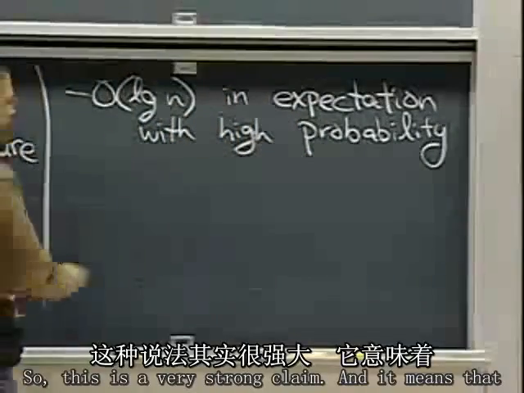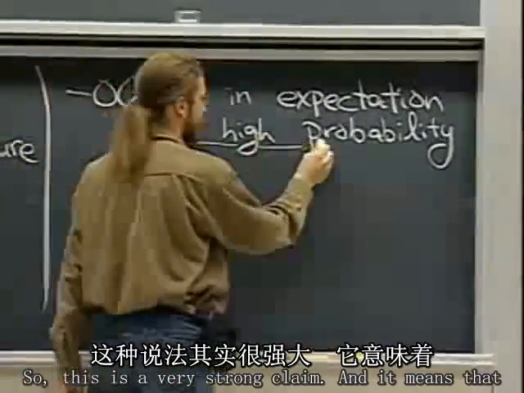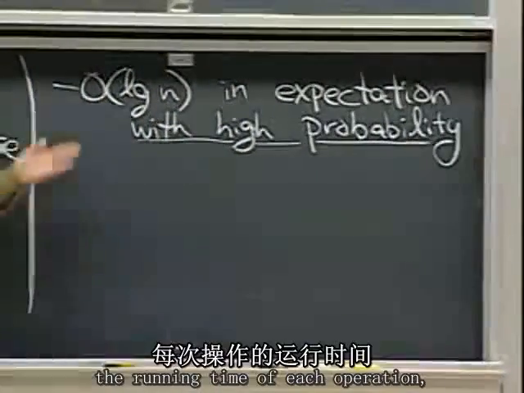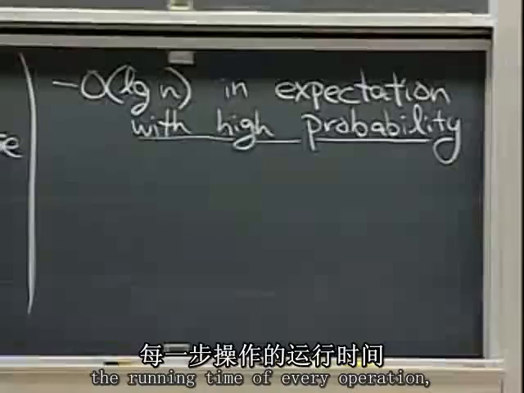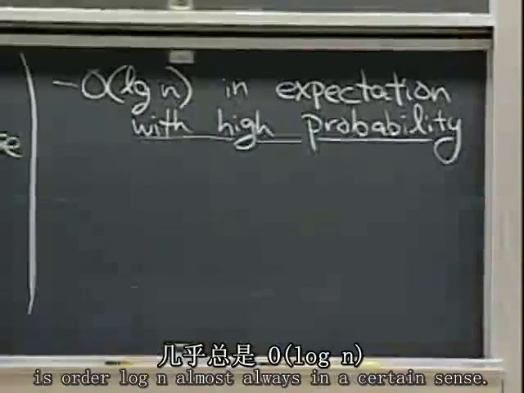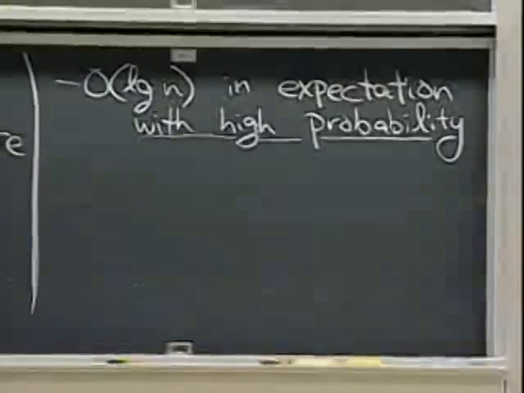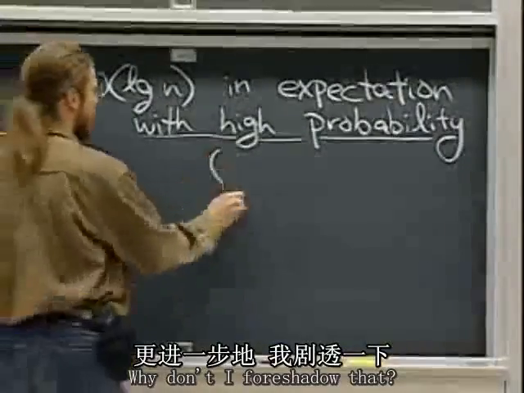So this is a very strong claim. It means that the running time of every operation is order log n almost always, in a certain sense. Why don't I foreshadow that?